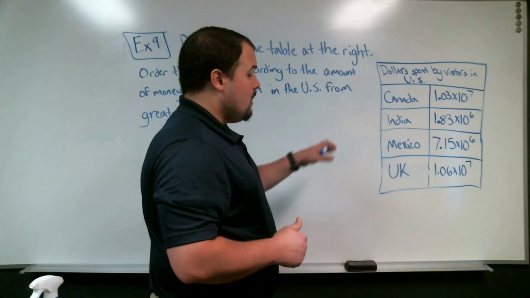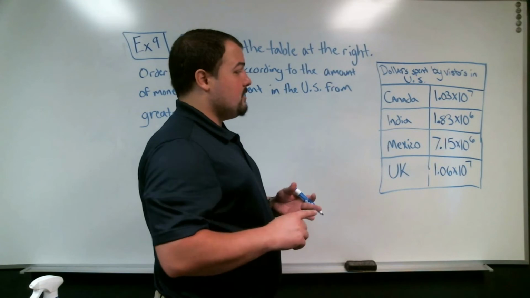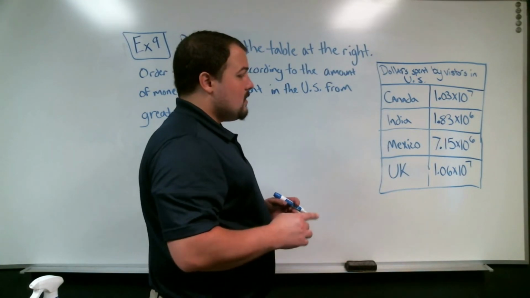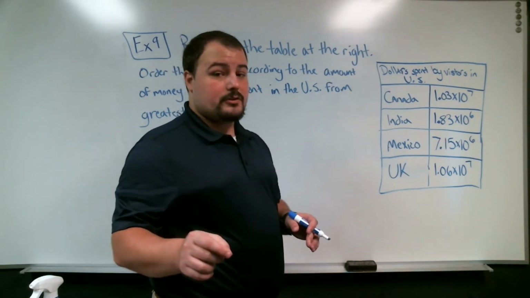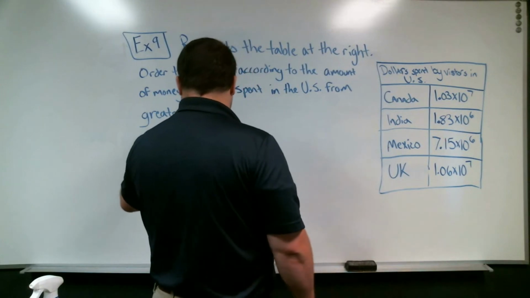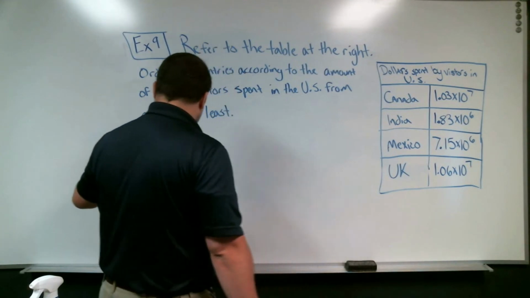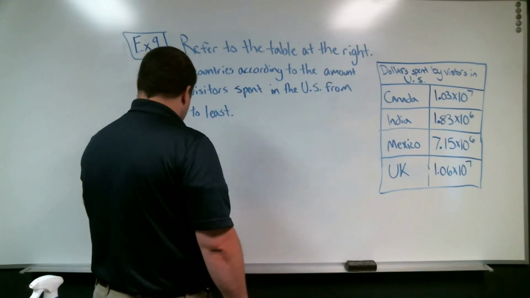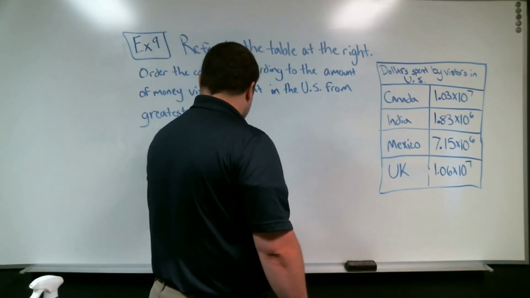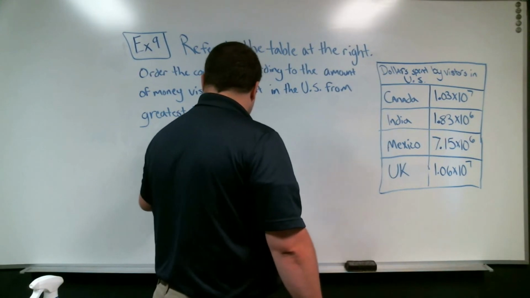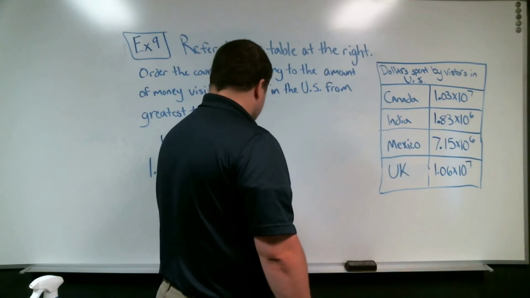Looking at this, the United Kingdom had 1.06 times 10 to the 7th, and Canada had 1.03 times 10 to the 7th. Looking between those two, because they're both 10 to the 7th power, the UK's 1.06 is bigger than 1.03. So we'd say that it goes to the UK, which is 1.06 times 10 to the 7th power. The next one would have to be Canada, and that's because it's 1.03 times 10 to the 7th power.